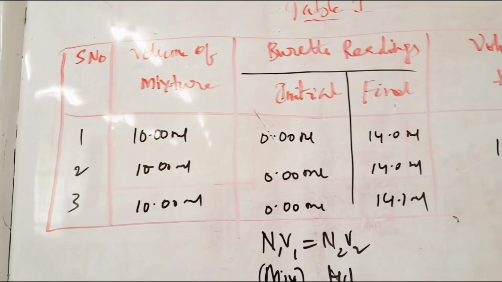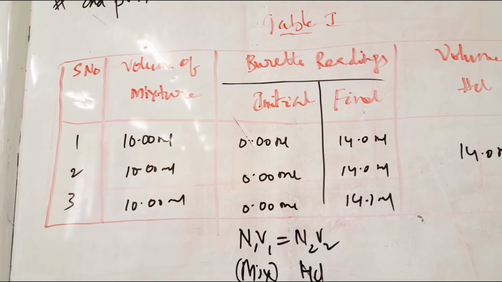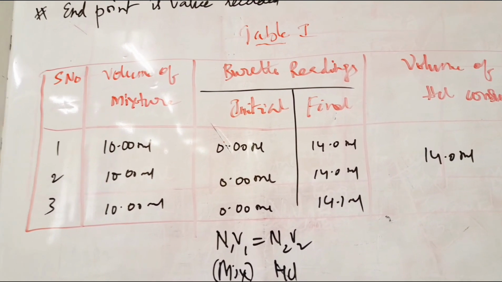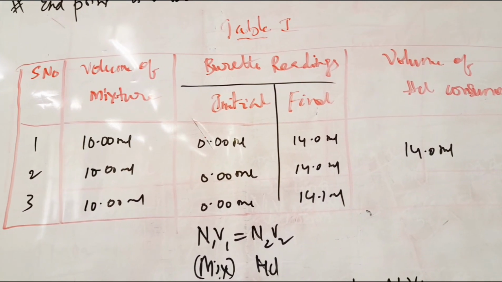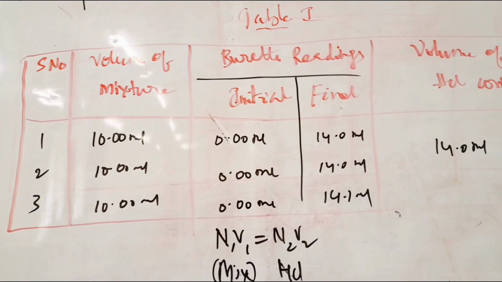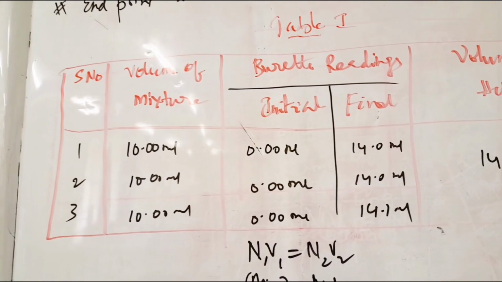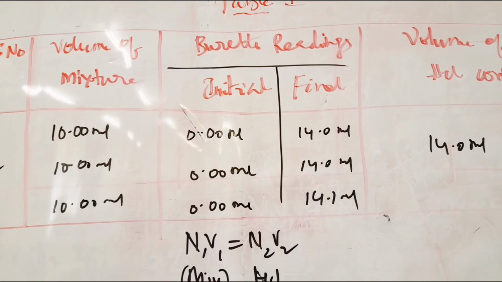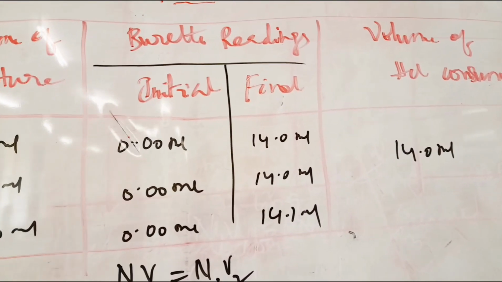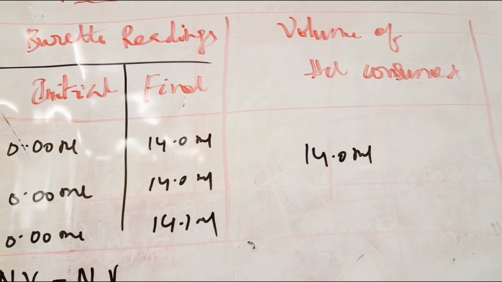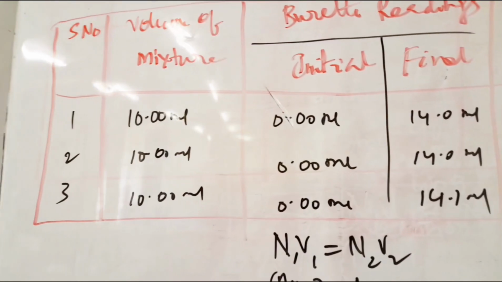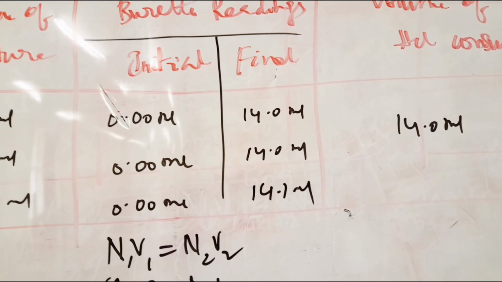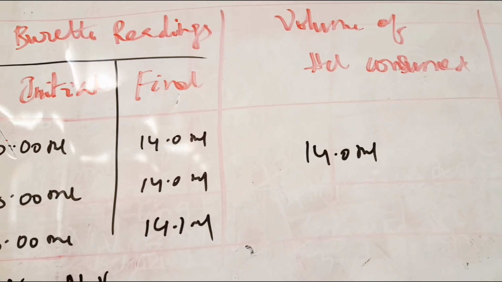So here we have to do three titrations. Students have done two titrations, and I have done one. Let us incorporate all three values. In the first titration, done by me, serial number 1, the volume of mixture taken is 10 ml. Burette readings: initial value 0.00 ml, final volume 14 ml, so the volume of HCl is 14 ml. Because three titrations have been done and the value 14 is repeated twice, 14 ml is confirmed as the final volume.